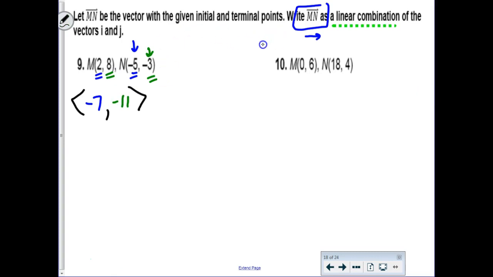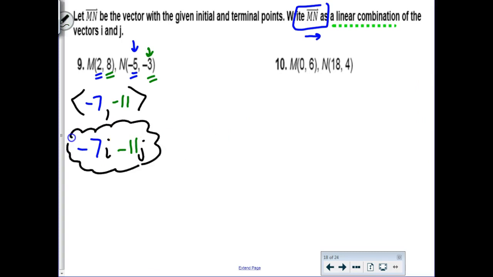Now they say go ahead and write it as a linear combination with i and j. So you go, all right. So -7 with a blocky i after it. And then instead of saying plus -11j, most of us would just say minus 11j. Ta-da! All things that I might ask you to do on your homework.